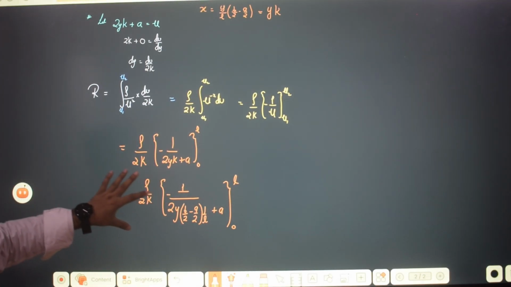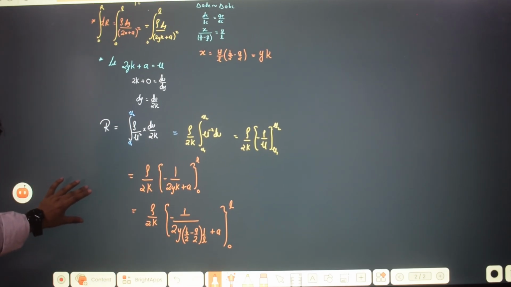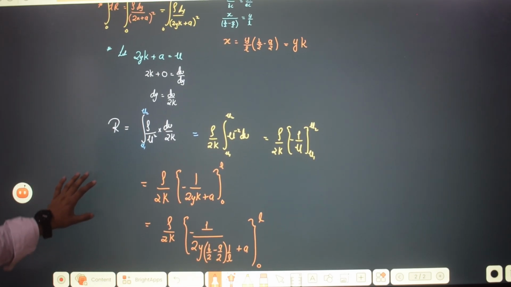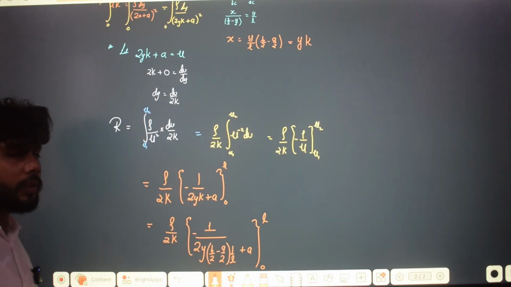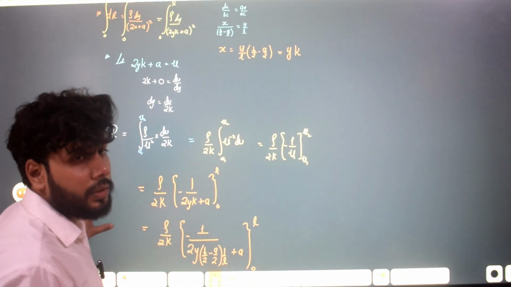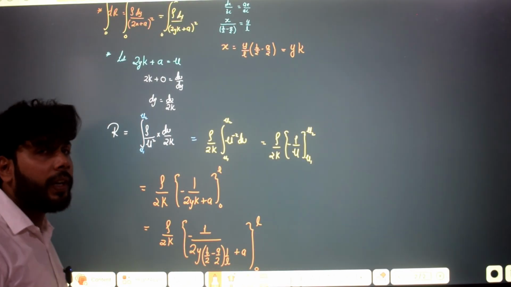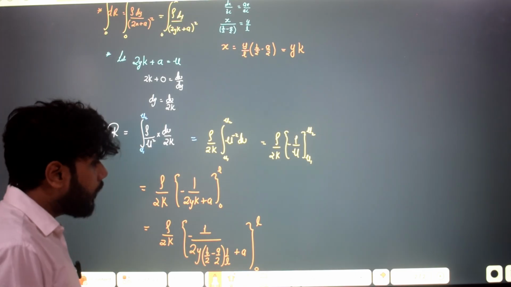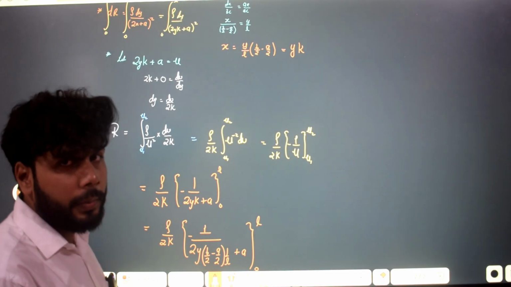I'm leaving that point, and furthermore, you can do it. If you understand this question, I am hoping that you can do the previous one also, right? Same question, same approach, just instead of a sheet, you might have to take a disk. I'm hoping that you will be able to do it.